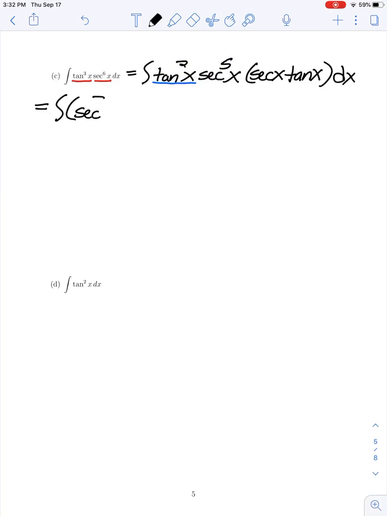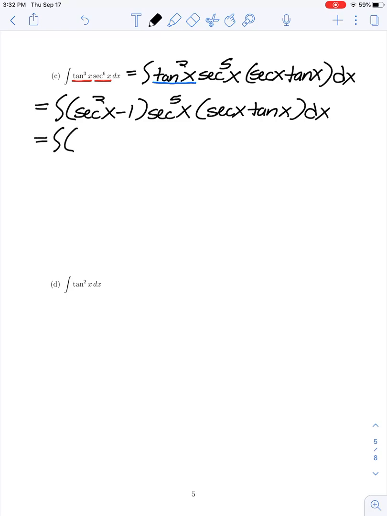So I will have a secant squared x minus 1 times secant x to the 5th power times secant x tangent x dx. Grouping all of my secant x terms together by distributing the secant x to the 5th power, I have secant x to the 7th minus secant x to the 5th, all times secant x tangent x dx.